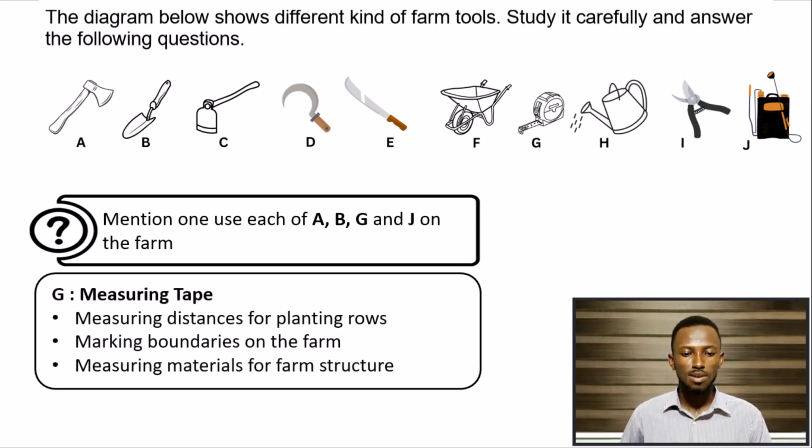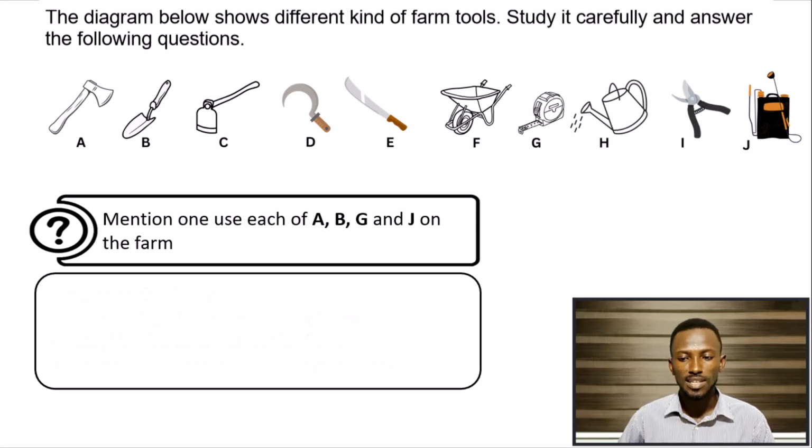Now for the next one, the G is a measuring tape, and it is normally used for measuring distances for planting rows in terms of a farm tool. That's not the only use of a measuring tape anyway. But when it comes to farming, these are some of the uses: for marking boundaries on the farm and measuring material for farm structures. You want to make a farm structure, you need to measure the material, the distances. So a measuring tape becomes useful in that.